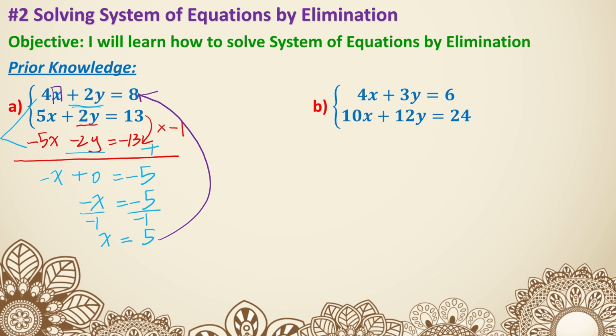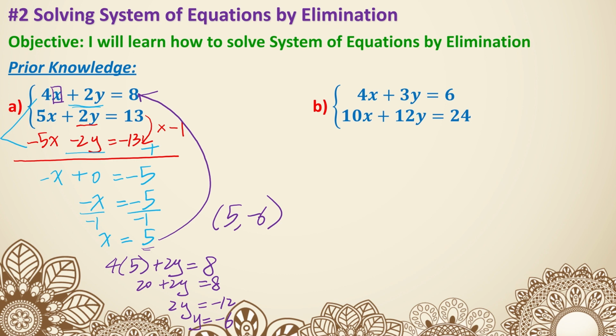Afterwards, we can easily put it back into an equation to keep solving for y. So wherever we see x, we're going to replace it with a 5. 4 times 5 plus 2y equals 8. So 20 plus 2y equals 8. 2y equals, subtracting 20 from both sides, -12. So y equals -6. Final answer, 5, -6. That is question A.